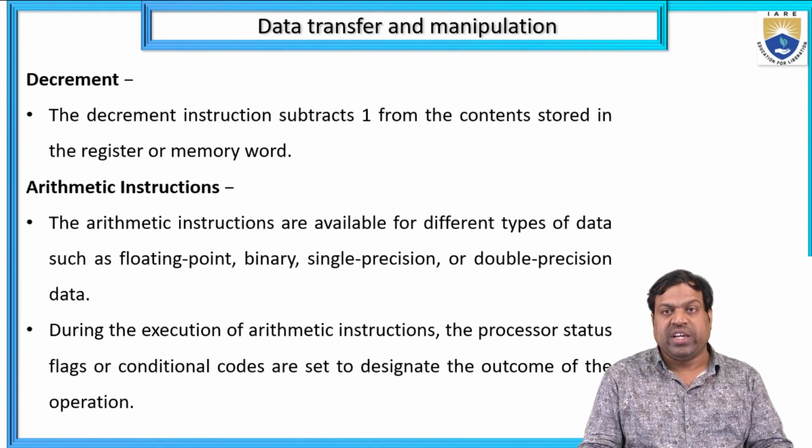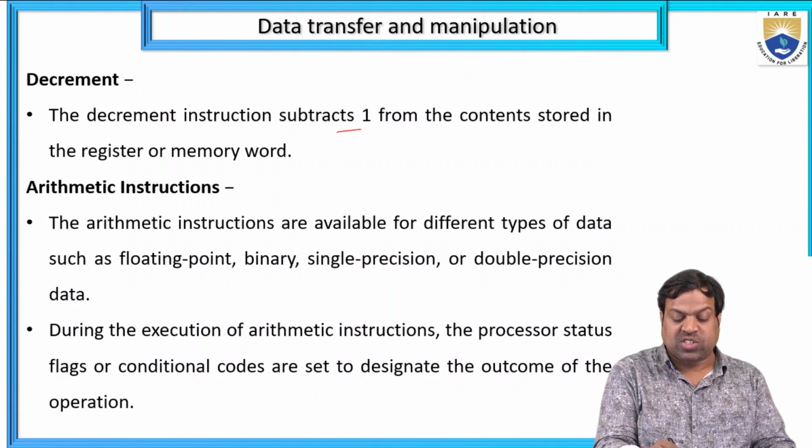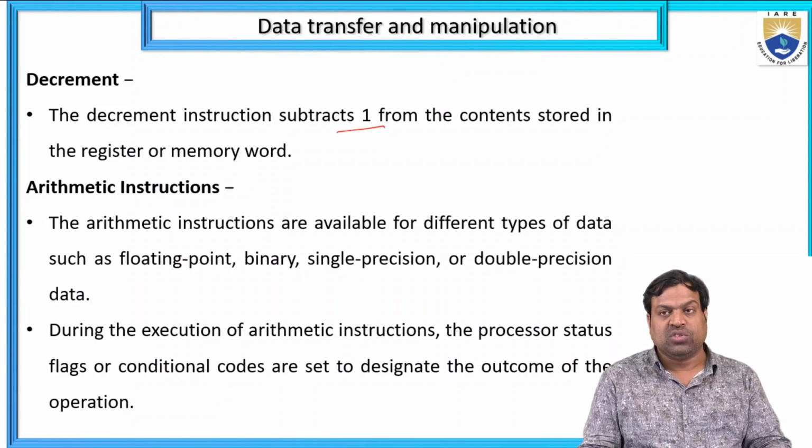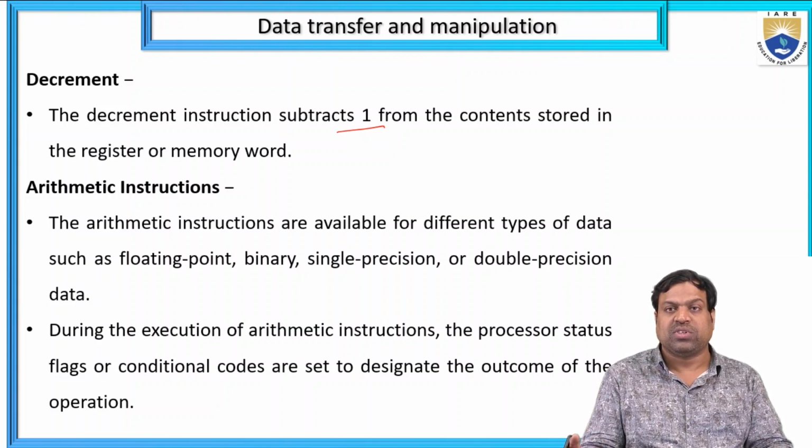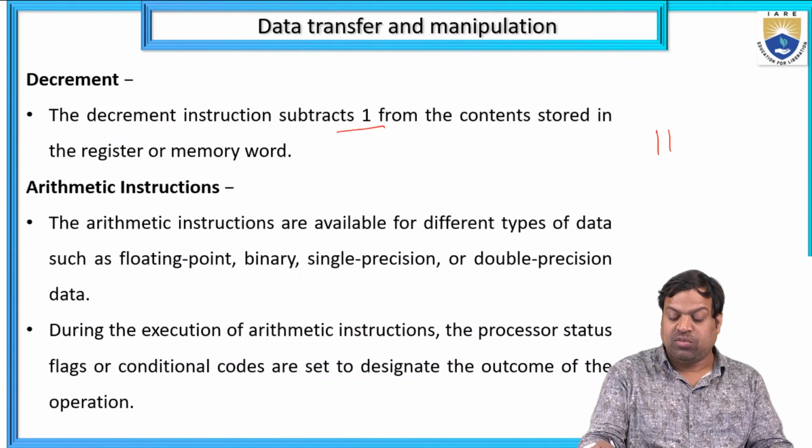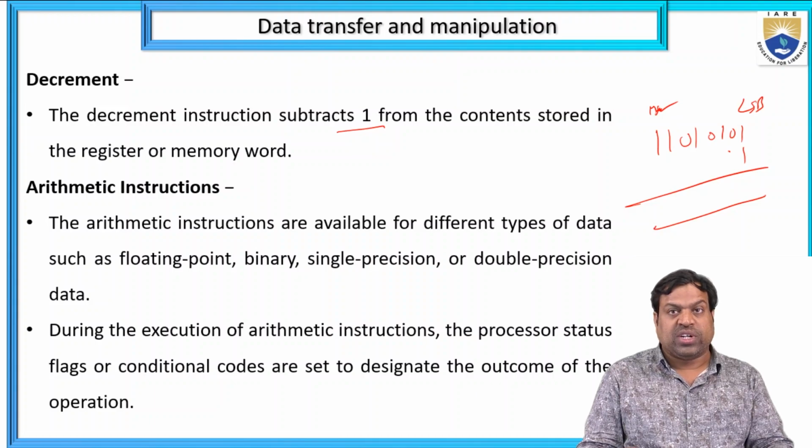Decrement means the decrement instruction subtracts 1 from the total value. So suppose I am giving A equal to 4. What does the subtraction mean? A equal to 4 minus 1. Suppose I am giving some binary value 1101. So I am going for the subtraction of this one. What is the subtraction? We are going for the subtraction from the LSB. So that is the decrement and arithmetic instructions.